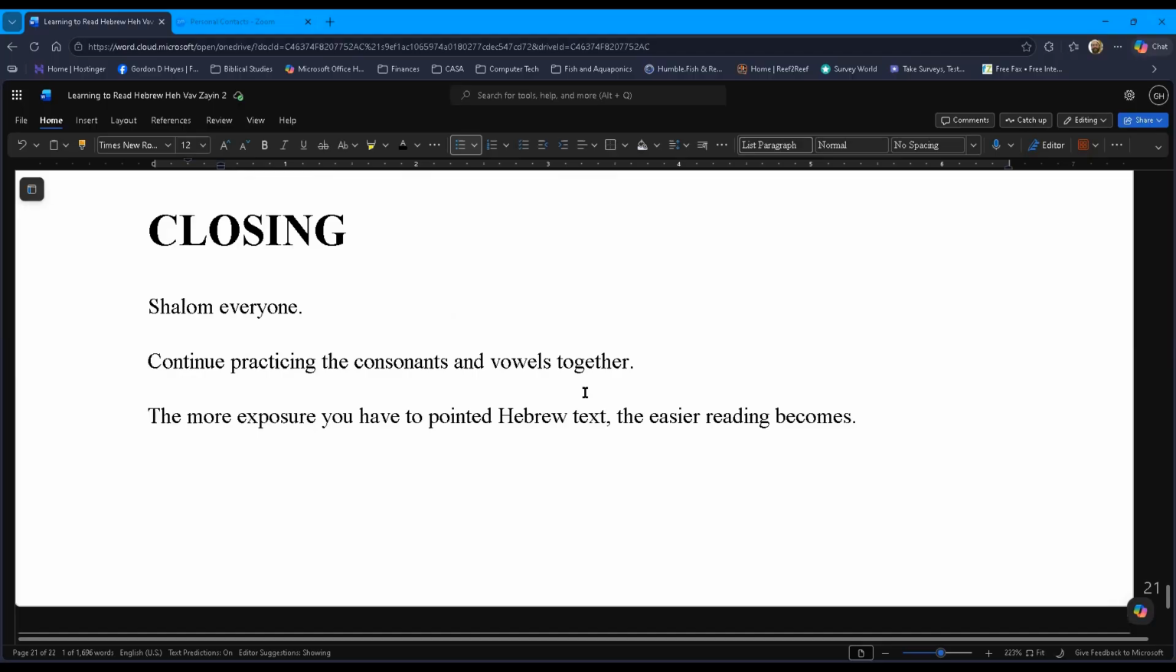So in closing, shalom, everyone. Let's continue practicing the consonants and vowels together. And the more exposure you have to pointed Hebrew text, the easier it's going to become when you're called on to read from the Torah scrolls, because you'll pick up more vocabulary as you go along, and it'll become easier to read.